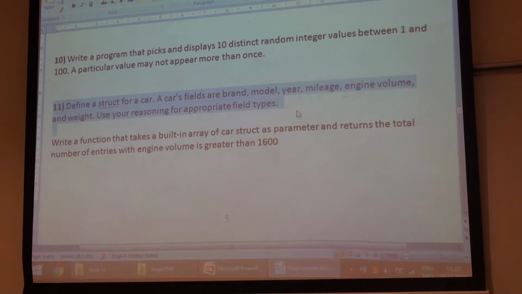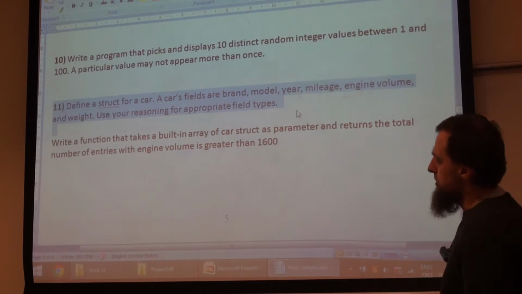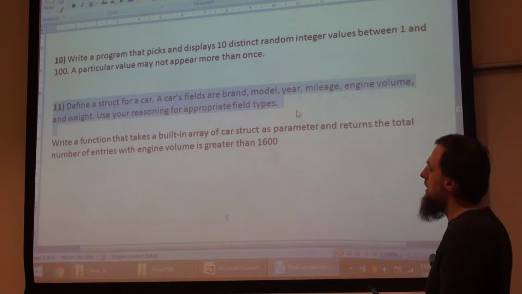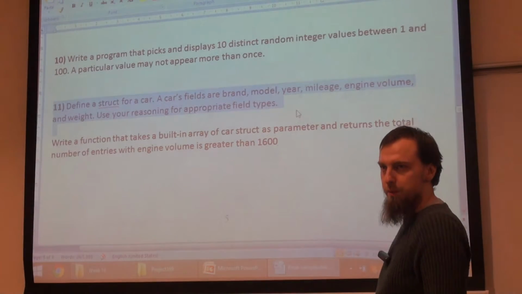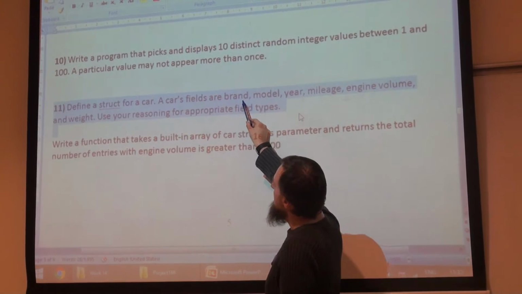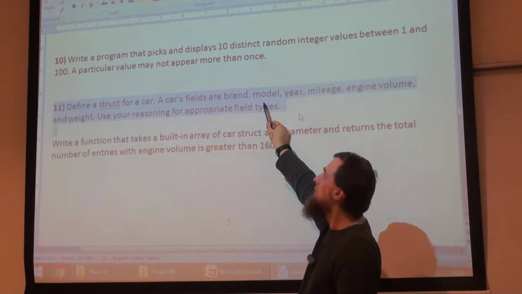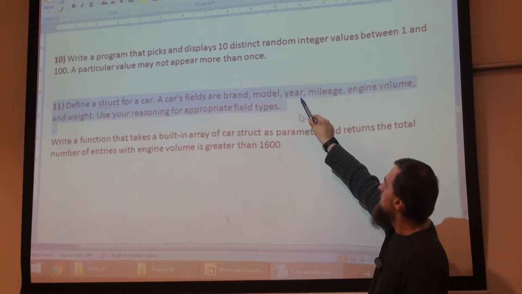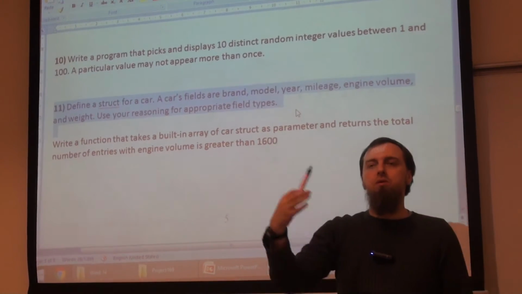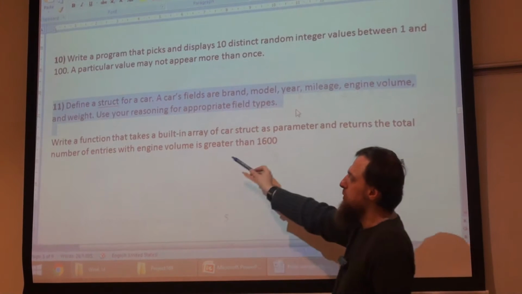The program is easy, really. So what we should do is the following. This is about structures. We should define a structure for a car. And the fields, the elements, the variables inside the structure are the following. The brand, meaning BMW, Audi, Mercedes, whatever. The model, the year it's produced. Mileage, meaning how many kilometers or miles it has passed. Engine volume, and weight.